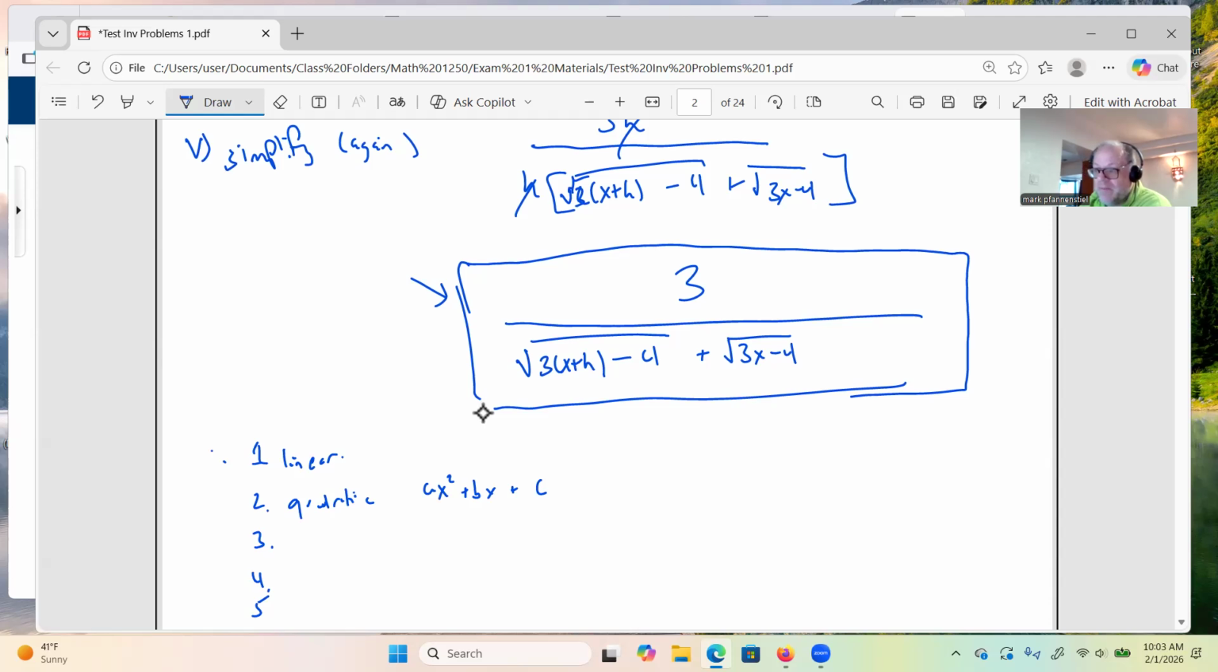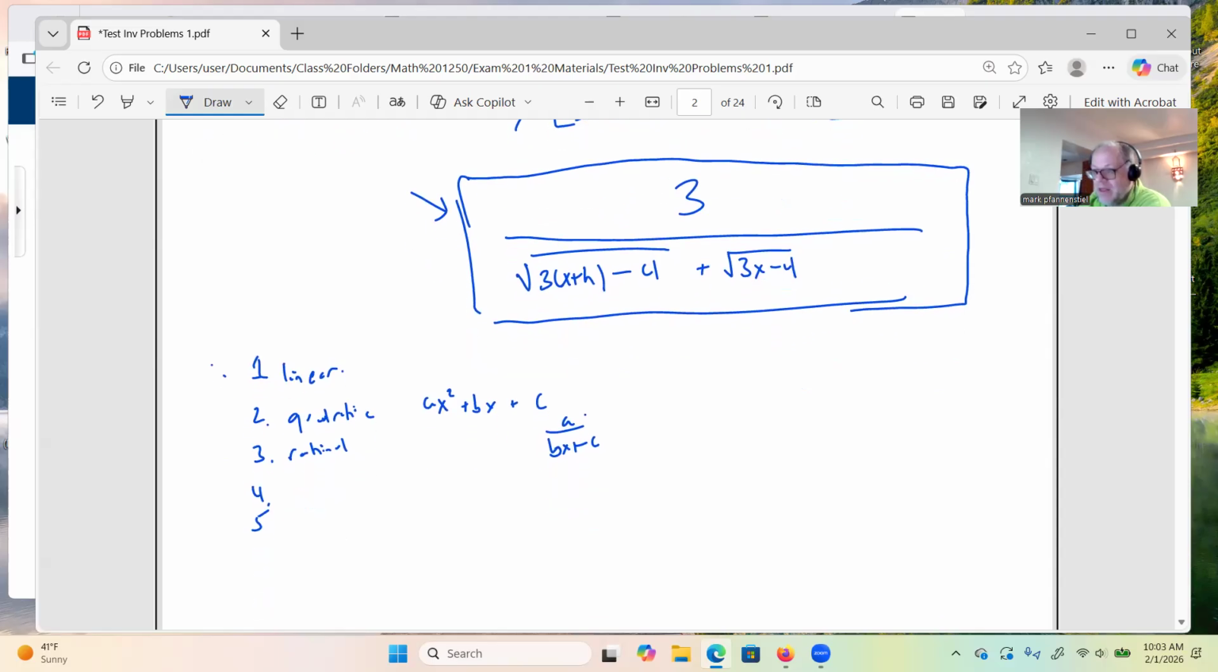Rational, that's going to be an a over bx plus c. Again, there will be numbers in here. You have to figure out the difference quotient for something like this. Radical, which is the one we just did. This is the square root of ax plus b. I'll put numbers in for a and b. And then 5 is a cubic, which is an ax cubed. You should be able to do this one.